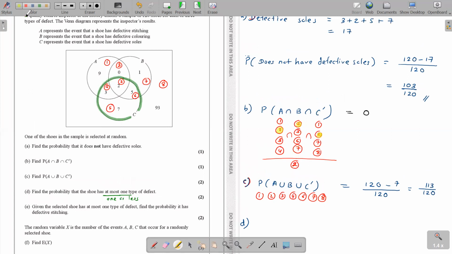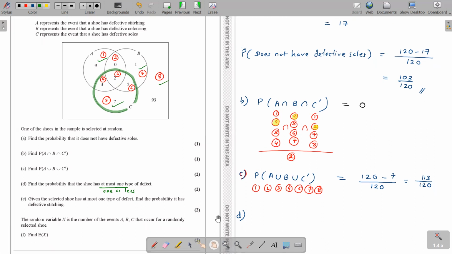Region number 1 has only 1 defect, because in region number 1 you have only defective stitching. Every place where the circles intersect, you get 2 or more defects, because each circle represents a defect. Another region that has only 1 defect is region number 7, only B, only defective coloring. Another one, region number 5, only defective soles. Is that all? 1 or less means no defects at all. Region 8 has no defects at all.